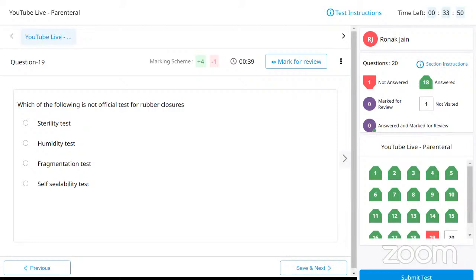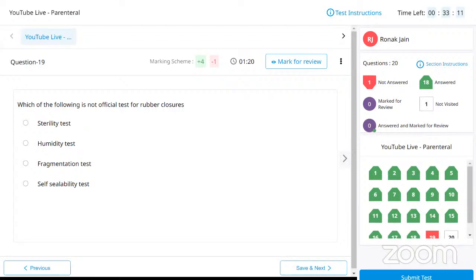Humidity test, it is kind of an odd option here, because when we talk about rubber closures, we do not mostly talk about humidity. Fragmentation test, yes, because as I said, it's a multi-dose vial, so obviously we'll penetrate the injections more than 1 or 2 times. So if the fragmentation is high, then when we penetrate, there are chances that the rubber particles also go into our formulation. So that should not happen. Hence it should pass the fragmentation test. It should be more of healthier. So fragmentation test, yes, it has to pass.